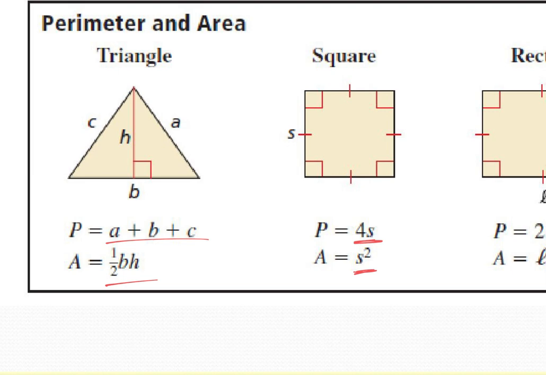So that would be side times side. In other words, side squared, okay? For example, if one side of this square was 6, what would the area be? 36 units squared, okay? For area.